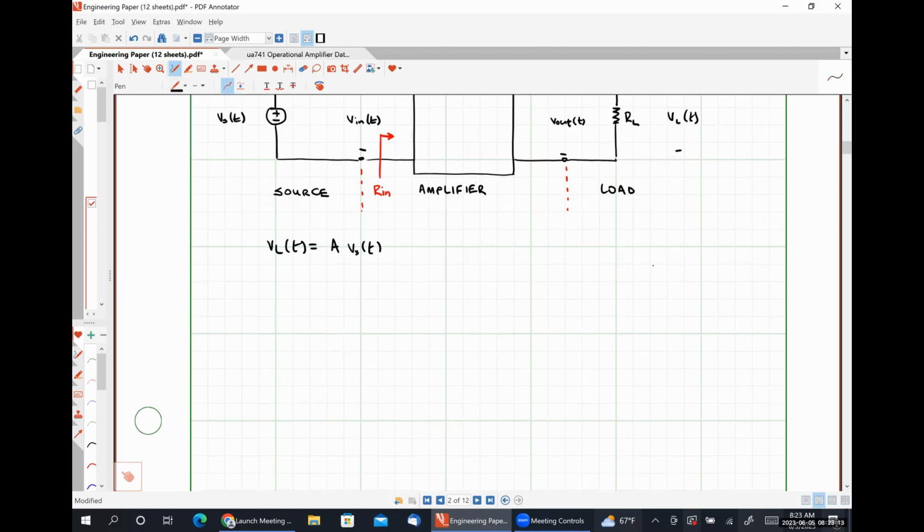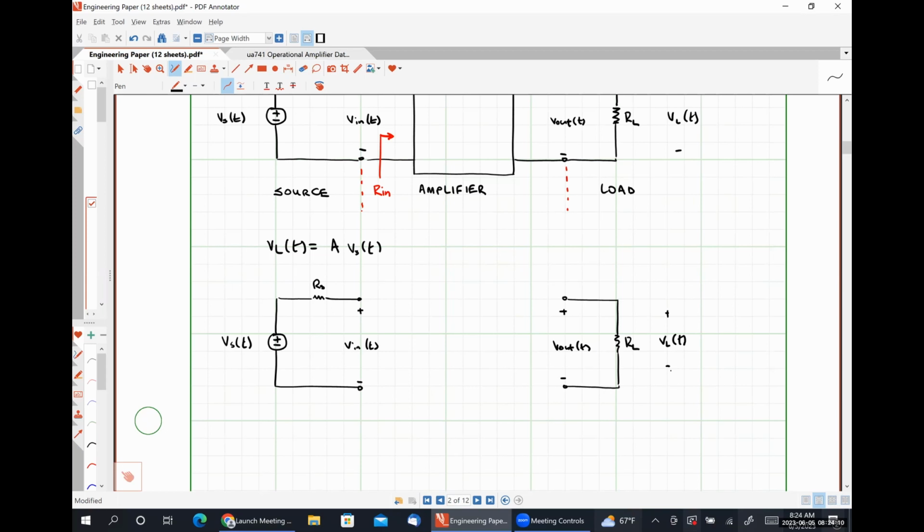So redrawing some things here really quickly. Here's my source. Here's Rs. Here are my terminals. This is where my input voltage is being applied to my amplifier. And then over here, my load isn't going to change at all. So these represent the output terminals of my amplifier, the load connected to the output of my amplifier, and that voltage VL of t.